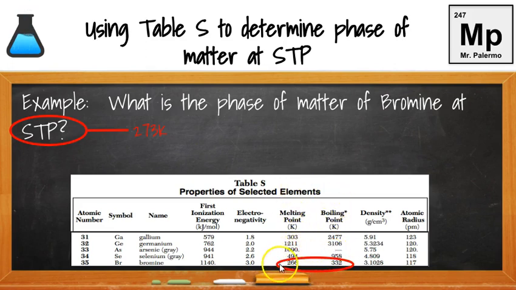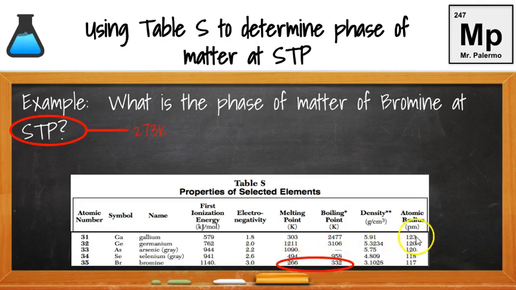So when the temperature reaches 266 Kelvin, bromine melts. If something melts, it's going to turn into a liquid. And then at 332, it's going to boil, which means it turns into a gas. So what we want to do is we take STP, 273, and we say, where does that fit in terms of these numbers? Well, 273 is in between 266 and 332.